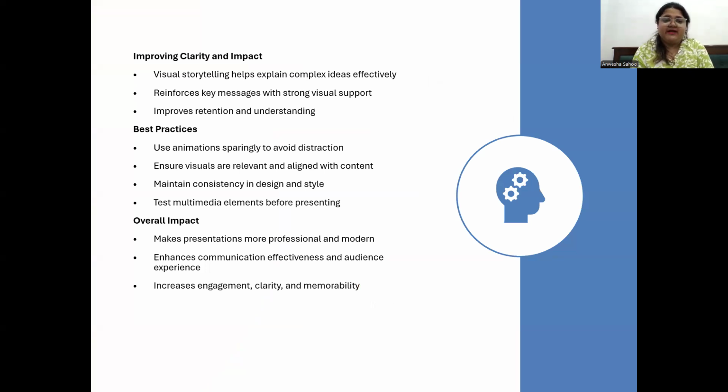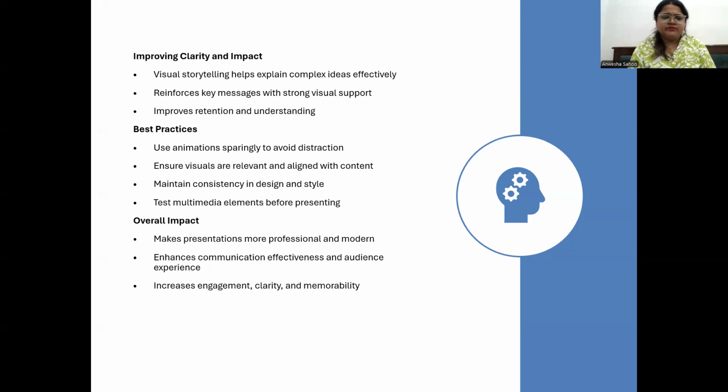Then improve clarity and impact. Visual storytelling explains highly complex ideas effectively. It reinforces key messages with strong visual support. It improves retention and understanding. The best practices are: use animations sparingly to avoid distraction, ensure visuals are relevant and aligned with content, maintain consistency in design and style, and test multimedia elements before presenting.